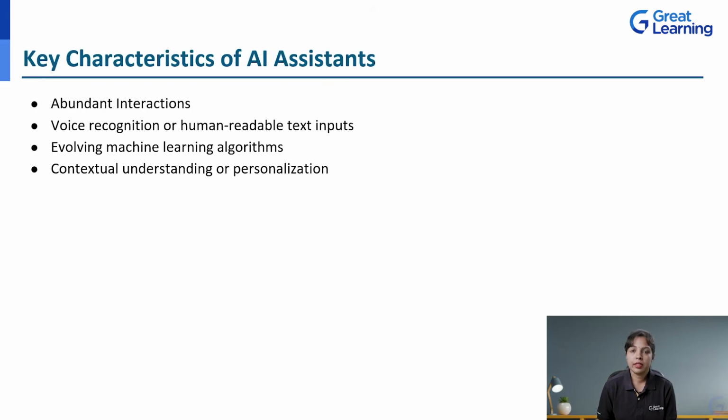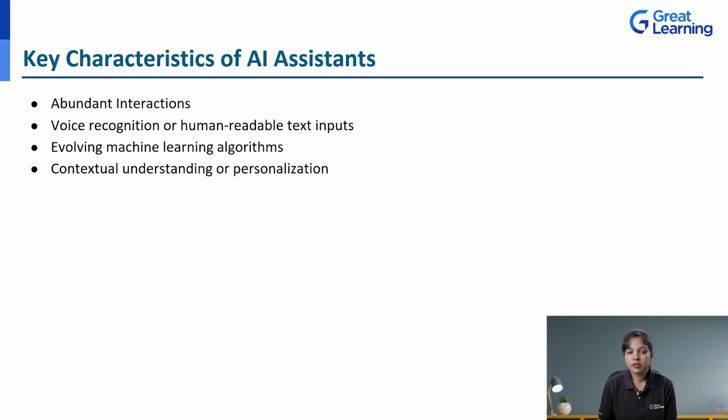When I talk about the key characteristics of AI assistants, what are those? The first one is abundant interaction. We are able to interact with these AI tools like how you chat between two friends. We use phrases like please, can you repeat this, I didn't get you. So it's very interactive when you interact with these AI tools.